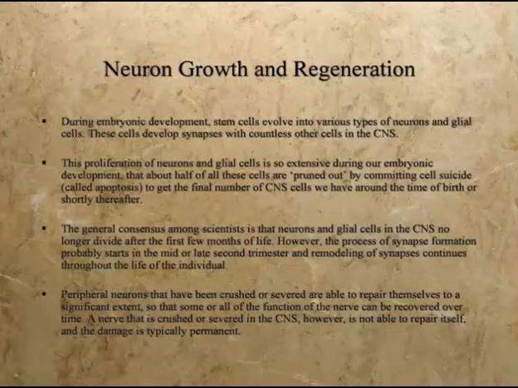Peripheral neurons that have been crushed or severed are actually able to repair themselves to a significant extent, so that some or all of the function of the nerve can be recovered over time. A nerve that's crushed or severed in the central nervous system, however, is not able to repair itself, and the damage is typically permanent. Exactly why peripheral neurons can repair themselves, at least to a significant extent, if not completely, and central neurons can't, is the focus of much medical research.